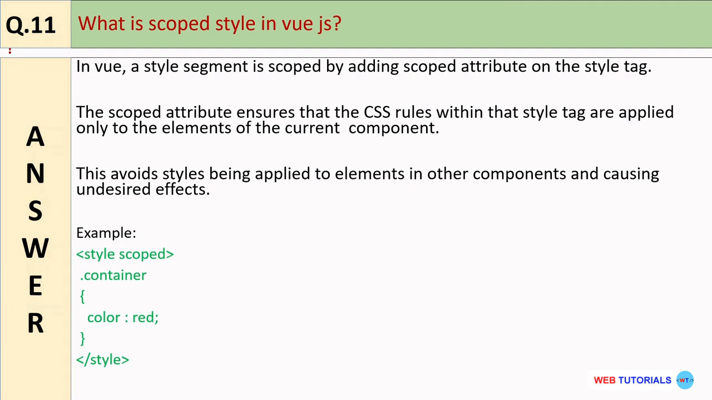What is scoped style in Vue.js? In Vue, a style segment is scoped by adding the scoped attribute on the style tag. Adding the scoped attribute ensures the CSS rules inside the style tag are applied to only the elements of the current component. So this avoids styles getting applied to elements in other components.